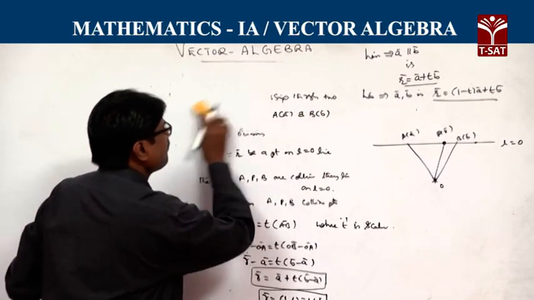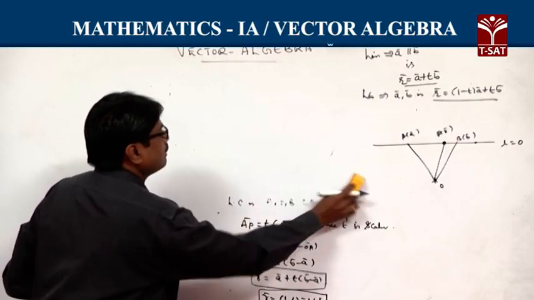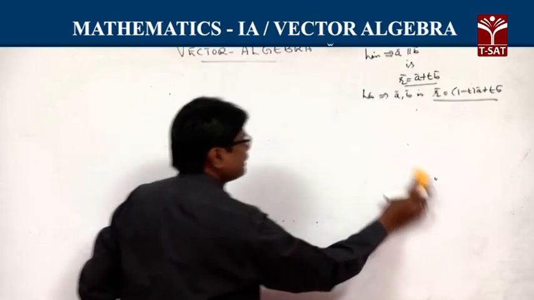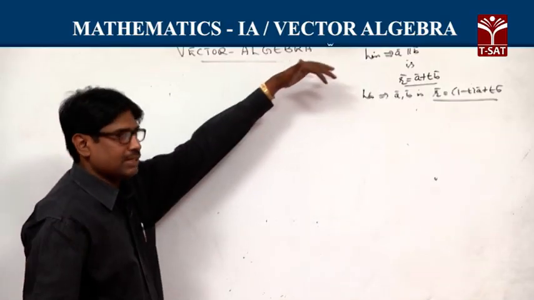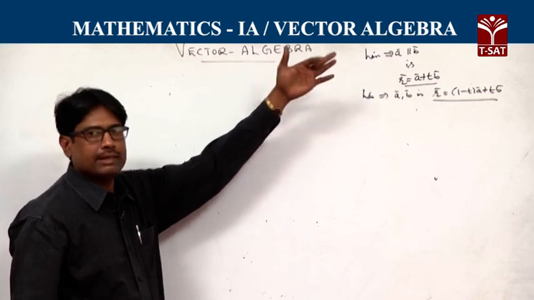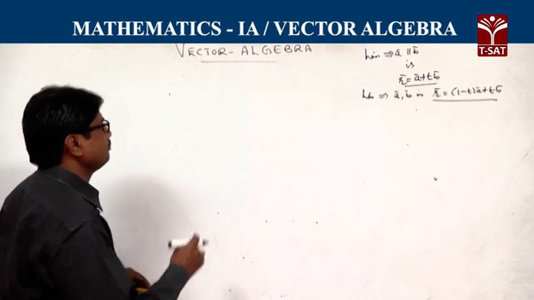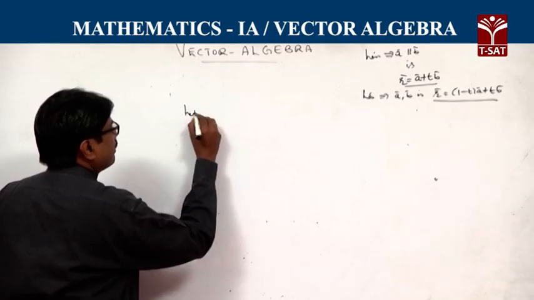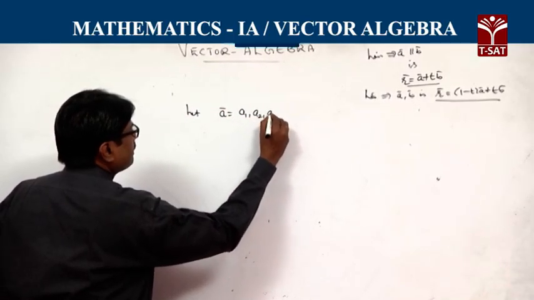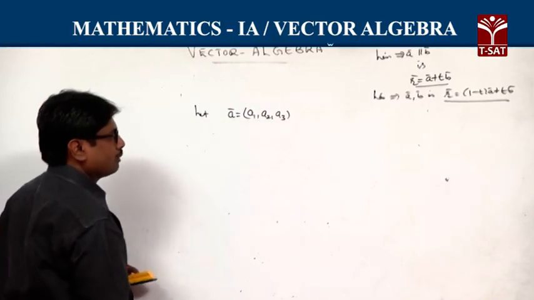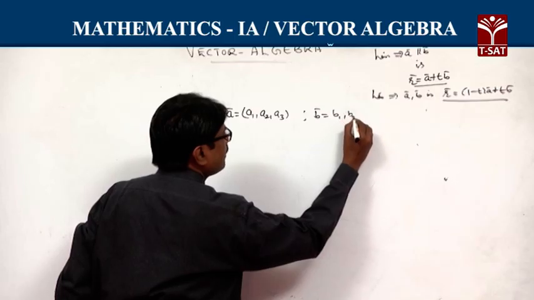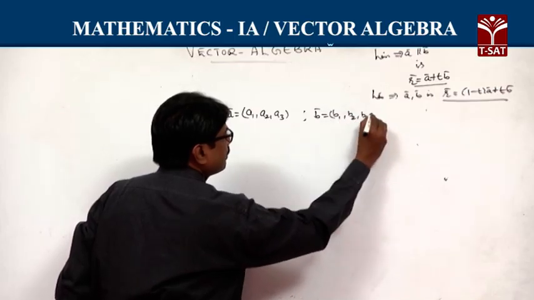Now, how do we express the parametric equation in the Cartesian equation? You may take either the first line or the second line, expressing this parametric form in the Cartesian form. Let A bar is equal to A1, A2, A3, a point of the vector, and B bar is equal to B1, B2, B3, which is parallel.